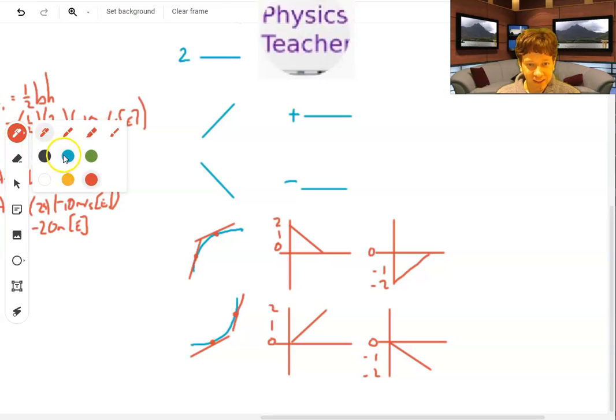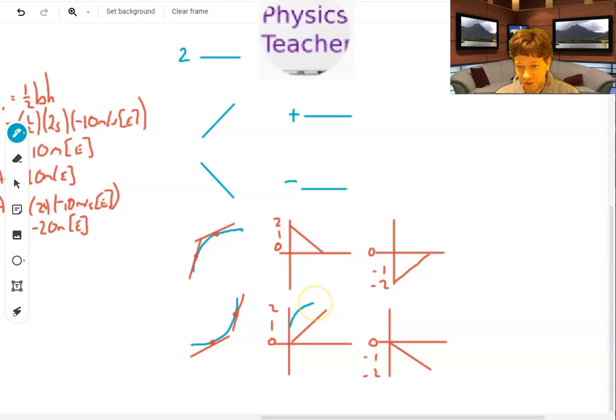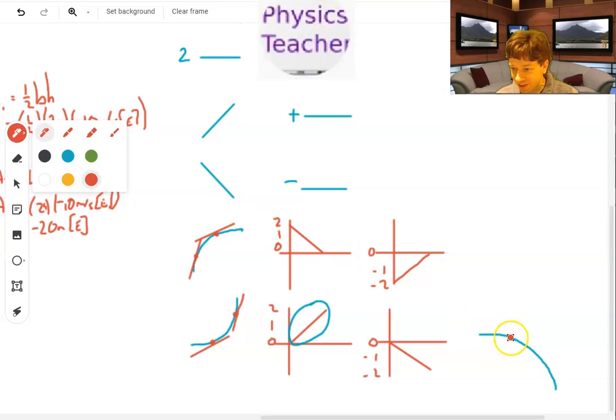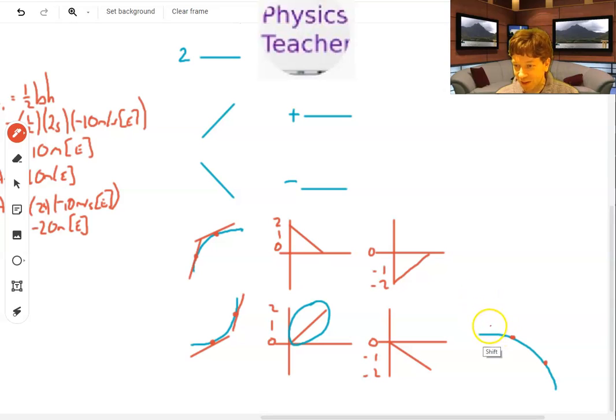Let me change my color. So here we have a positive slope that's increasing, which sort of shows this one. But if we were to show what an increasing slope looks like in the negative direction, we can do this. Okay, so that would be the case of an increasing slope in a negative direction, because if you looked at, say, this point or this point, you can see the slope is becoming more and more negative compared to here and here.